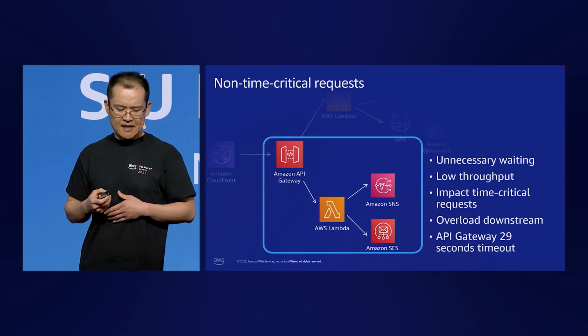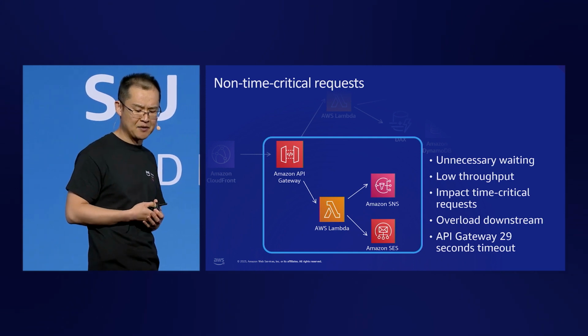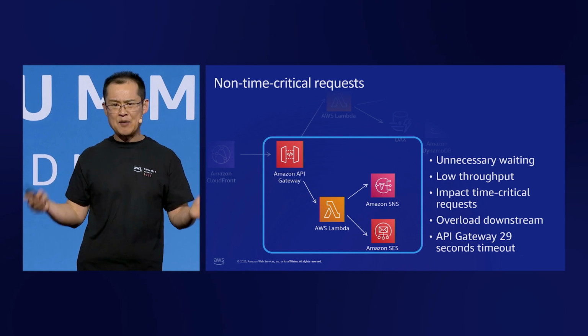And lastly, some long-running backend jobs may also go beyond the API Gateway's 29 seconds timeout, which is a hard limit and cannot be increased. So how can we do better?